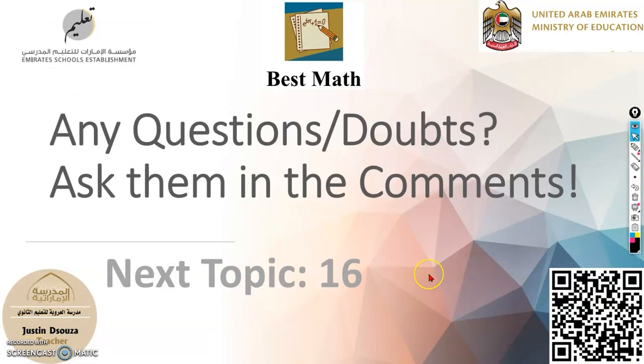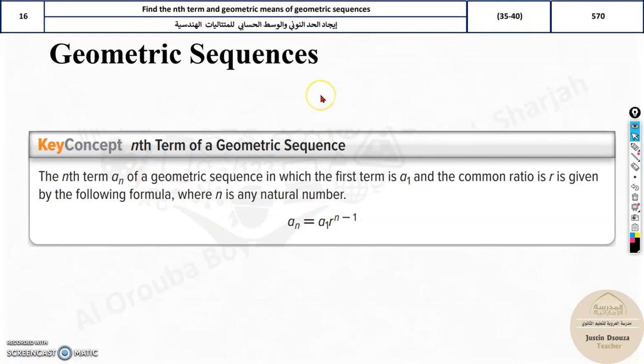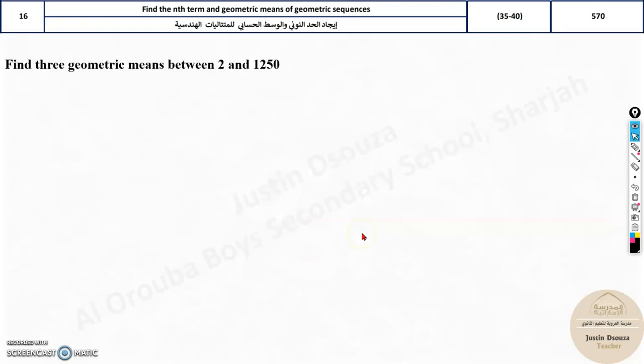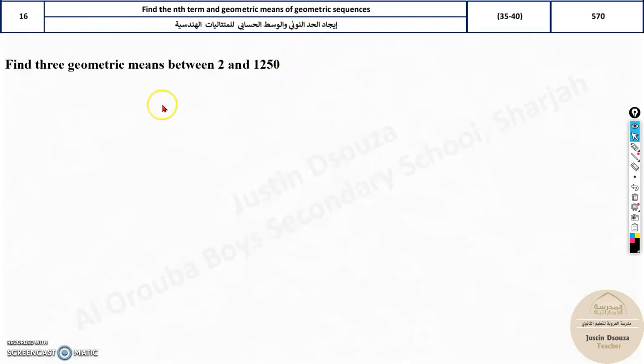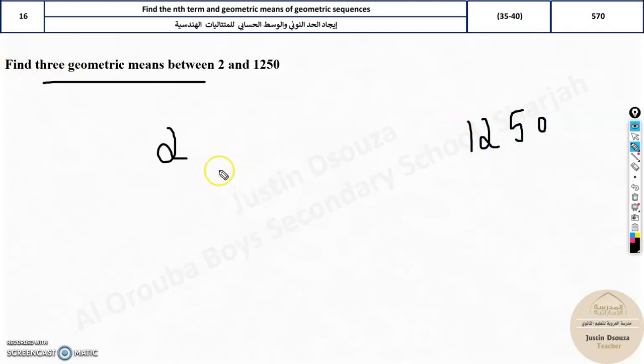We will move on to the 16th topic. This is on geometric sequences. Now, the formula for the nth term of a geometric sequence is given as an equals a1 r to the power n minus 1. Now, we need to apply that formula and solve the geometric means. Now, I'll tell you what geometric means are. Geometric means basically means the terms within it. So if you start from 2 and 1250, I have to find 3 geometric means. That means 3 terms within it.